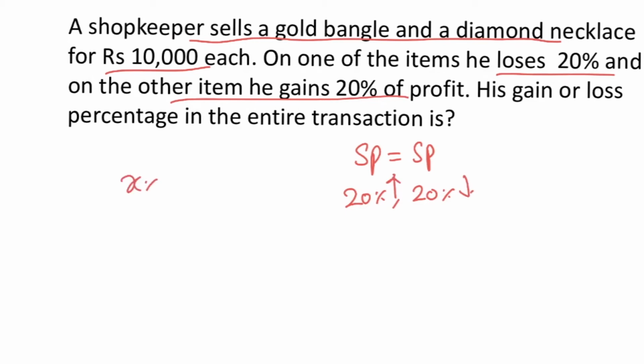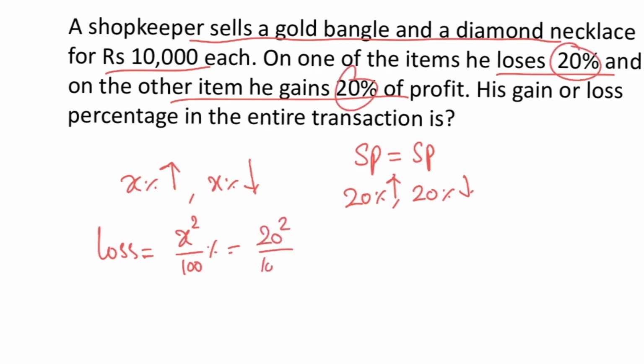If there is X% profit and X% loss, there is always loss, and that loss formula is X square by 100%. Here X is 20. 20 square by 100%. 20 square is 400 divided by 100%. So the answer is 4%.